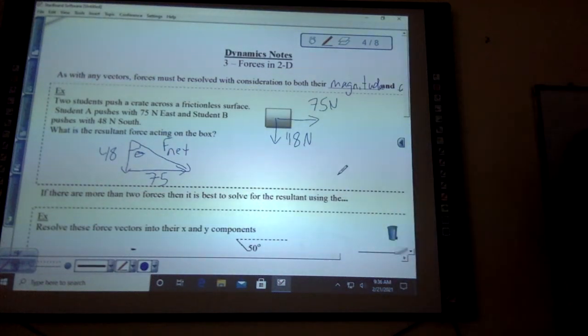Yes, Hashem? Do you have any questions for the forces? Yes, I will have questions with more than 2 forces. How we solve it? You'll find out once we get there.